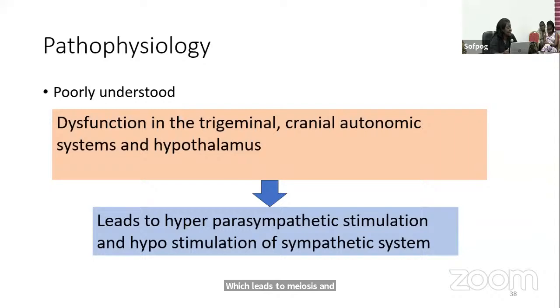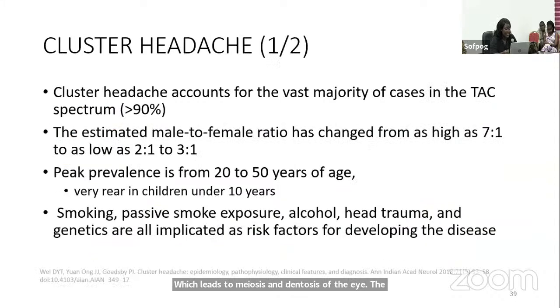The classical example is cluster headache, which is over 90% of them. And it's actually more common in males. It is very rare in children under 10 years. It's more prevalent and peaks between 20 to 50 years of age. And then risk factors such as smoking, including passive smoke exposure, alcohol, head trauma, and genetics all play a role in developing cluster headaches.